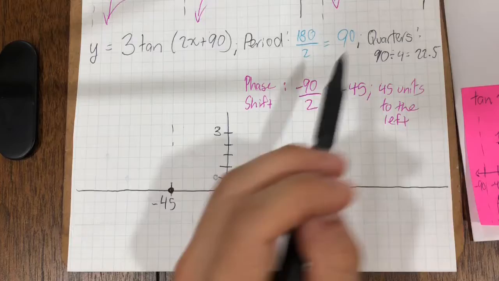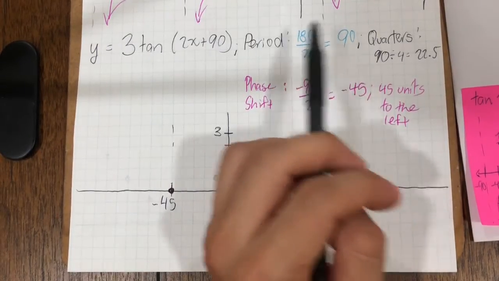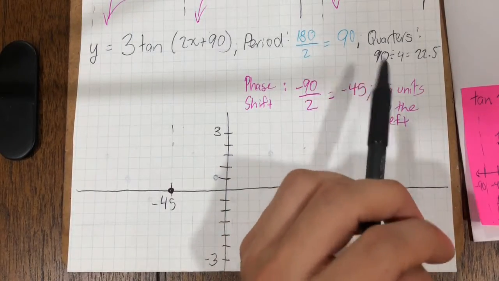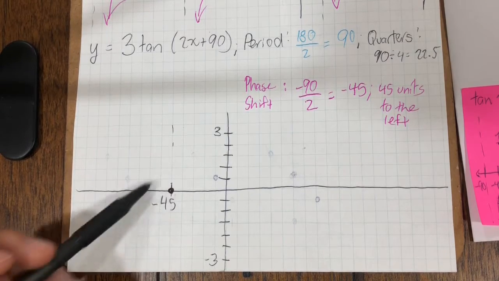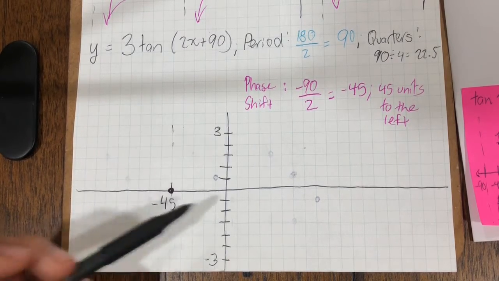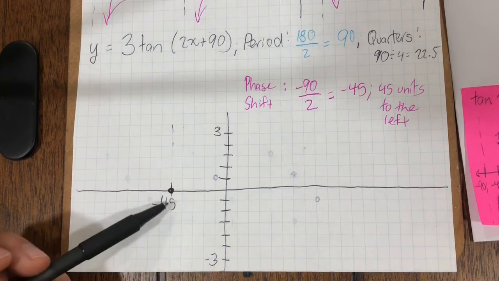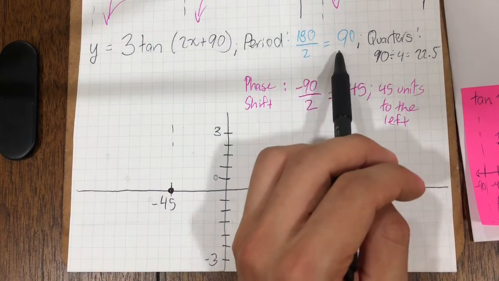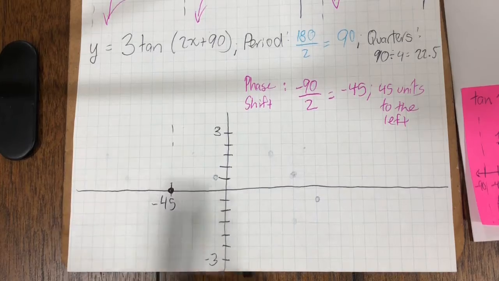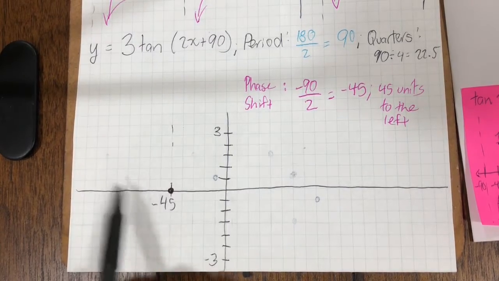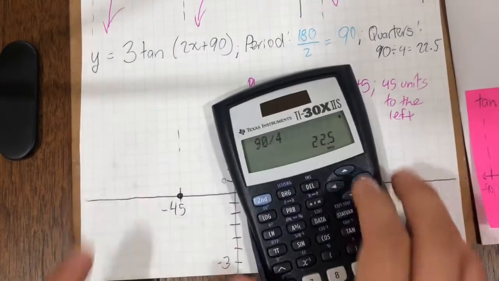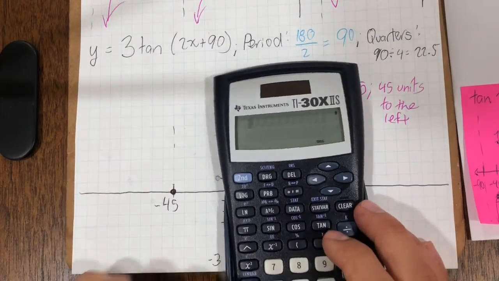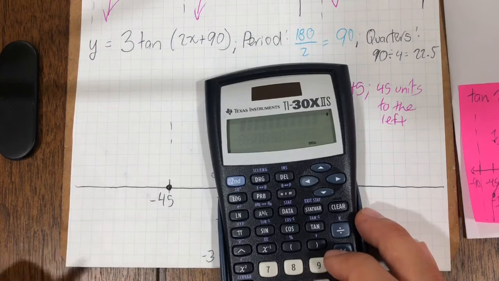Now, we recall that the period is 90. Now, to figure out the 2 asymptotes, the -45 is in the middle of the 2 asymptotes. So since this is in the middle, I can take half of 90 to figure out the 2 numbers that -45 is in between. All right. So if I take half of 90, I get 45.